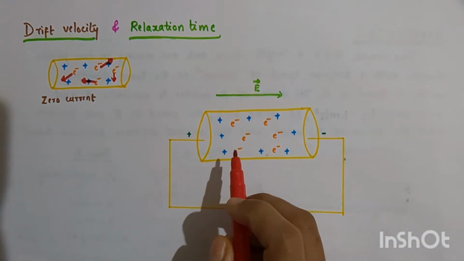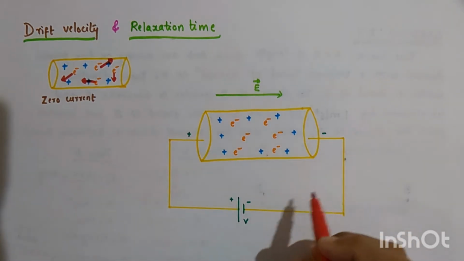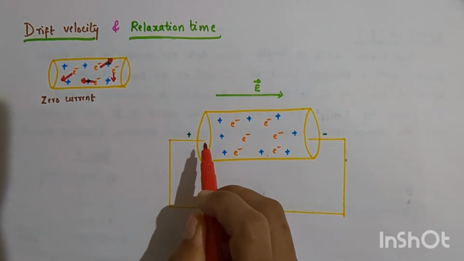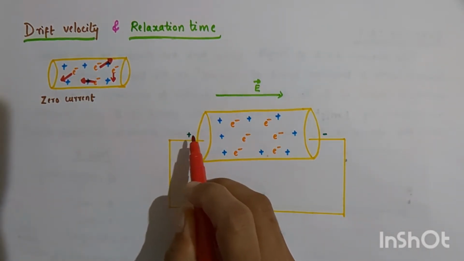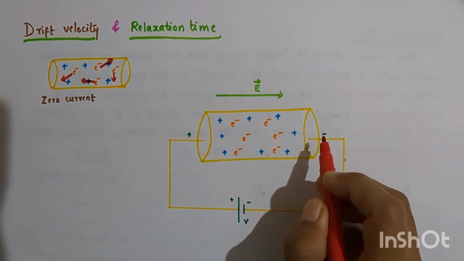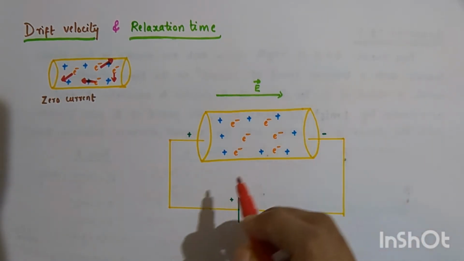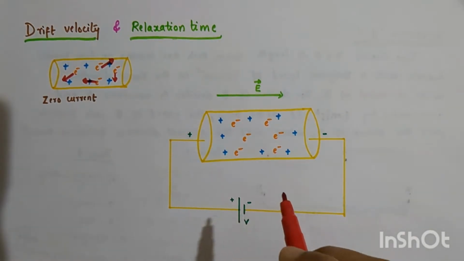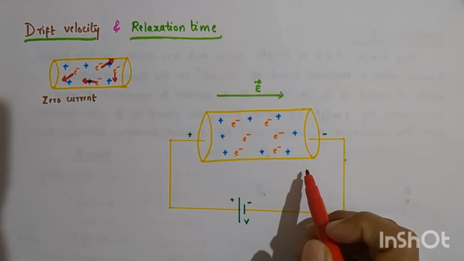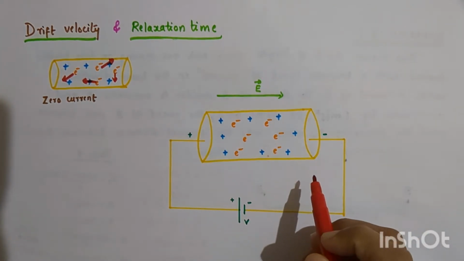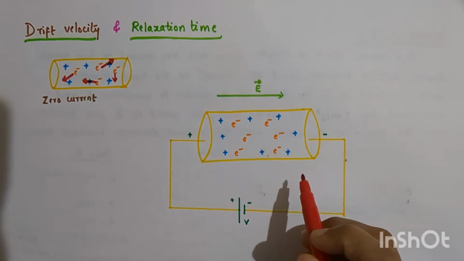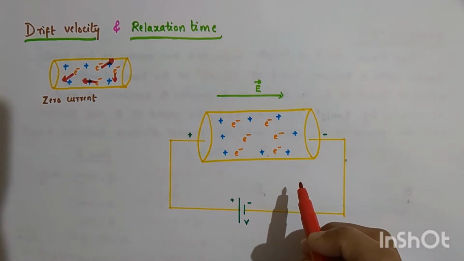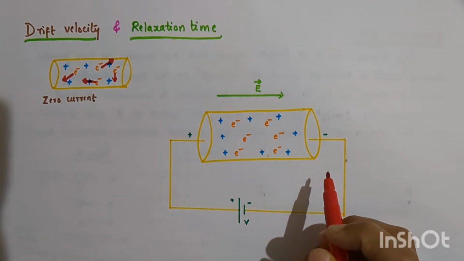Now consider we are connecting this metal to an external battery which provides some potential difference V. So that this end of the metal has a positive potential, and this end of the metal has a negative potential. When there is no external electric field present, electrons move randomly, with random directions of their motion. So their average velocity will be zero and they do not constitute any net electric current in the metal.